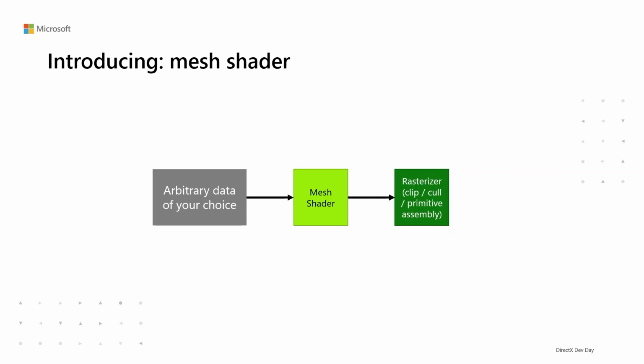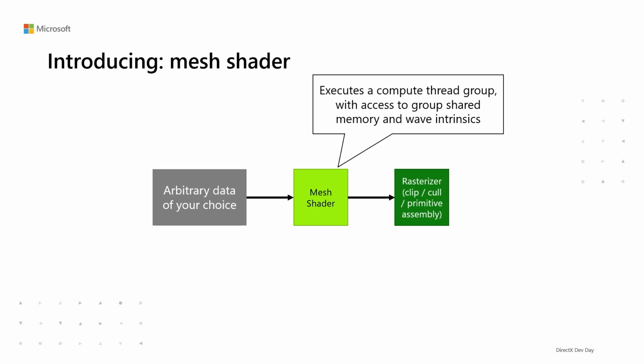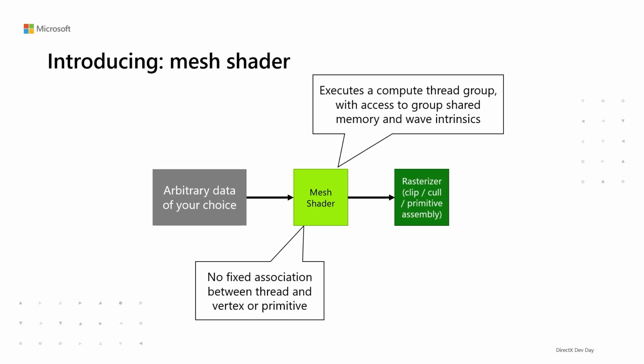This is the diagram. There's only 3 boxes. The data is up to you. It's just data in memory. It goes into a mesh shader. That mesh shader is a compute thread group. It has access to all of the things that you expect to come along with compute shaders, like group shared memory and wave intrinsic instructions. And it outputs some triangles which go into the rasterizer.